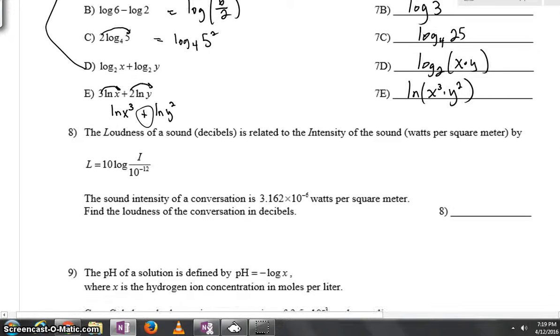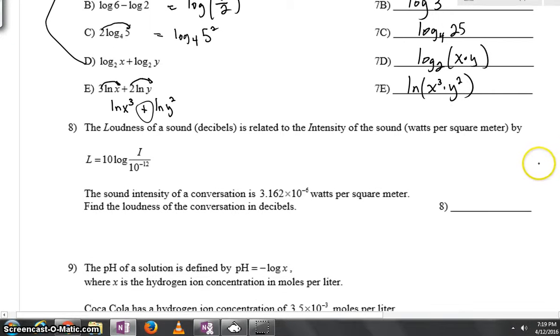Taking a look at number 8, the loudness of a sound really has this formula. The intensity of the sound in watts per square meter is I, and L stands for loudness. So the loudness here is going to be 10 times the log. Well, the I value, the sound intensity, is 3.162 times 10 to the negative 6, and down below we'll have 10 to the negative 12.